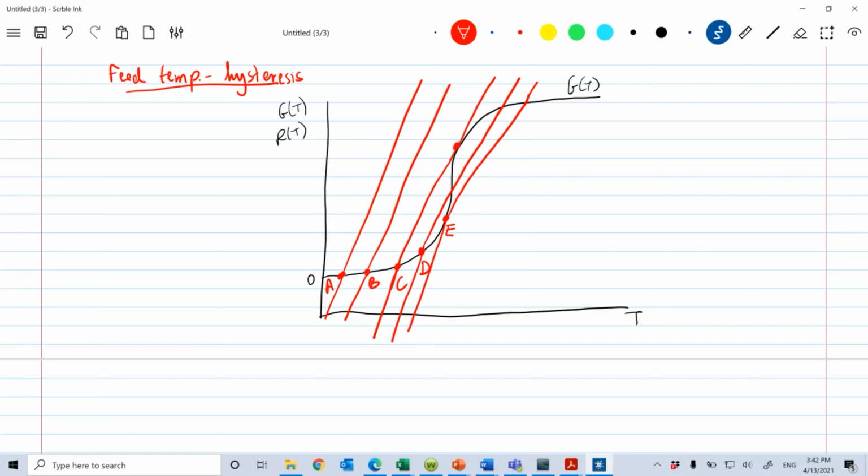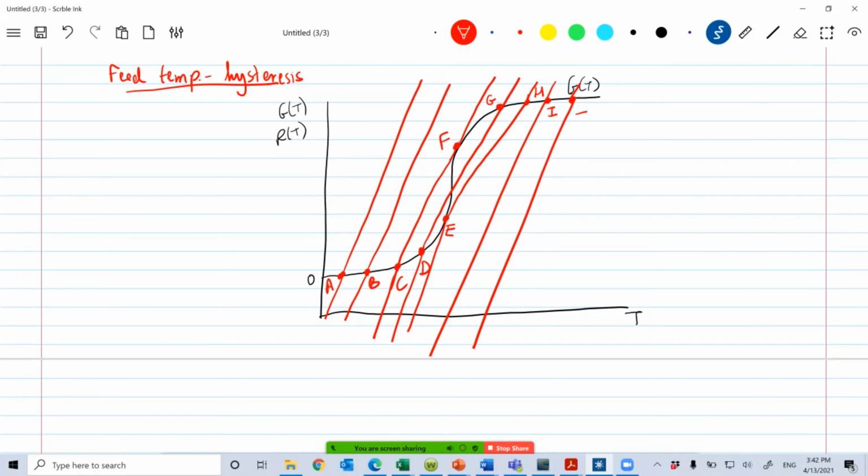So let's now start naming them. We'll call this point F, that G, H. And then suddenly your reactor will be at point E, and you increase your temperature enough that you start operating at point I, which is high conversion, high heat, and you can get to point J.